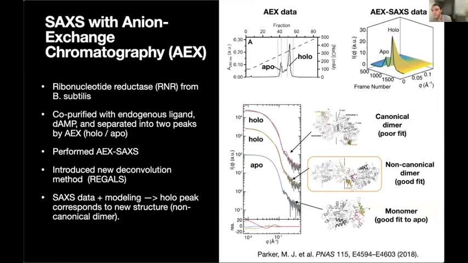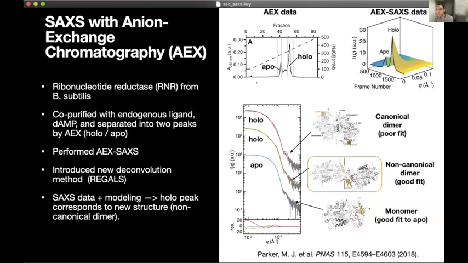The other thing people are doing is using other kinds of chromatography, so not just SEC. Our group, the Ando group, has played around with anion exchange coupled SAXS. This was an example where we're looking at ribonucleotide reductase from B. subtilis, and our collaborators had done this AEX experiment in the lab and shown that there were two peaks that they observed, which they labeled holo and apo. It had to do with whether nucleotides were bound, and they wanted to know structurally what these were.